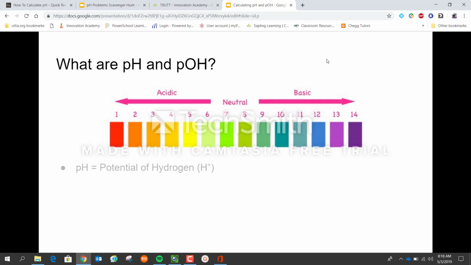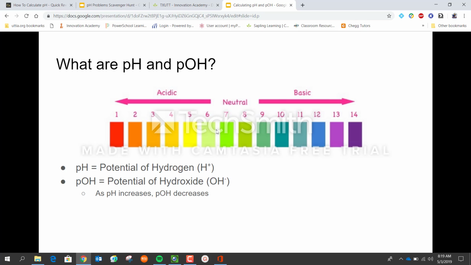pH and pOH are basically ratings that tell you the potential for hydrogen ions in a solution. That's the pH, which means potential of hydrogen. pOH is the opposite. It's the potential of hydroxide in a solution. So we know that when we have an acid, the pH is going to be a lower number, which means there is actually a higher potential of hydrogen. As the pH increases, the pOH decreases.